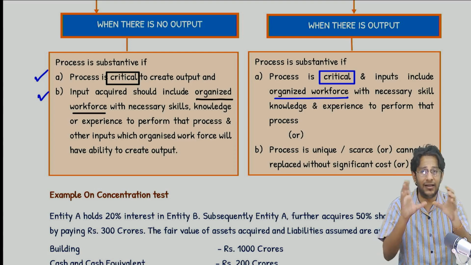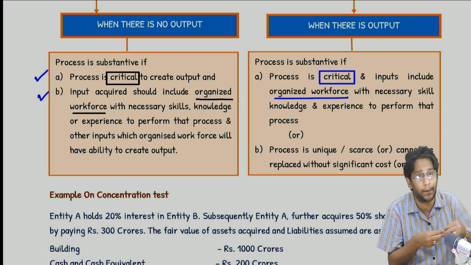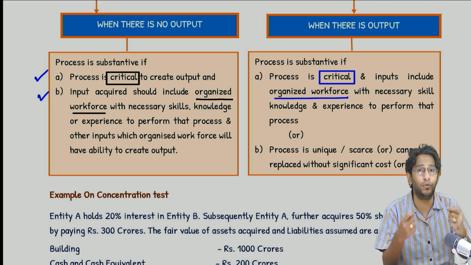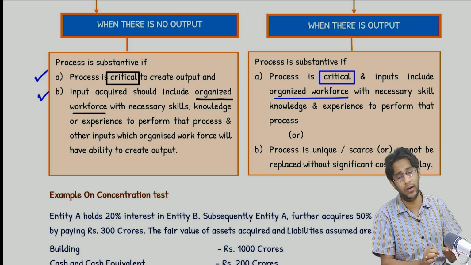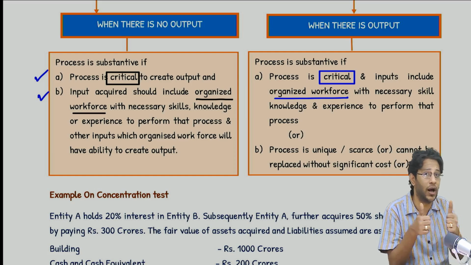That means the entire business, the output generating capability, is purely based on the process rather than the skill of the employee. So if the process is that kind of unique or scarce process, in that case, even if you do not take over the organized workforce of the other entity, I can still qualify you as a business.